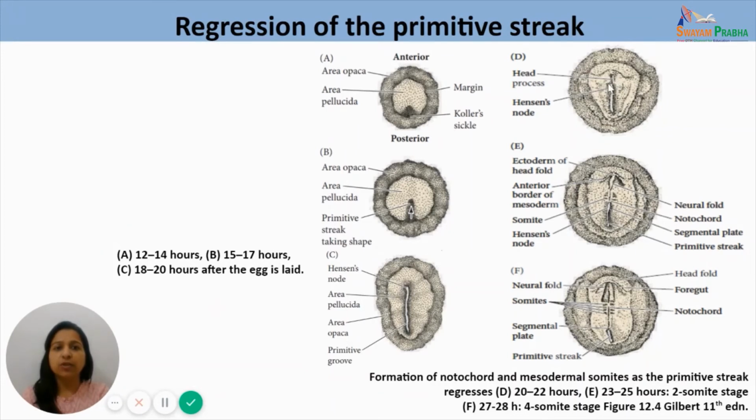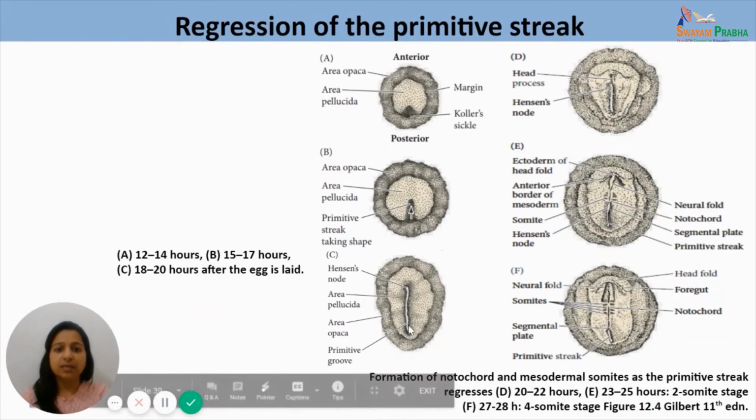And then there is formation of the head process as some of the endodermal and mesodermal cells continue to migrate through this primitive node into the blastocoel, and they form this head process anterior to the Hensen's node. So from now onwards, we'll study the second phase of gastrulation, that is the regression of the primitive streak back to the posterior side of the growing embryo.